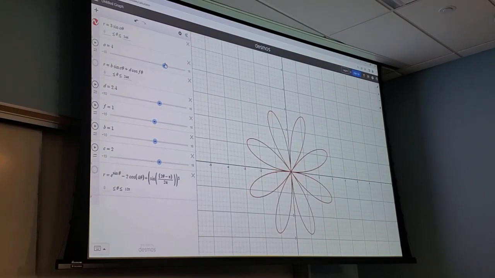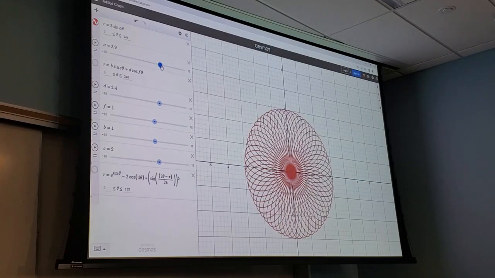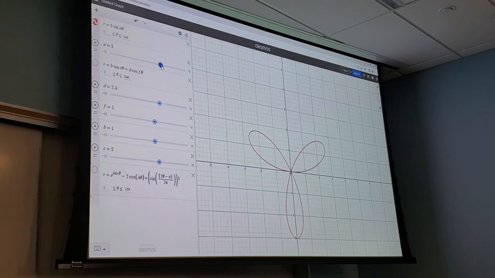there. How many leaves does that have? 8. And 3 had how many leaves? 3. So it seems like the odd k's, the odd multipliers, make that many leaves, but the even multipliers make twice that many leaves. Very curious. Okay, how hard is this to do? Just type r equals 3 sine a theta, and it actually opens up the slider. See that second thing, the slider I have for a? Okay. And then we got this weird stuff down here. Let me reset these before I do this.